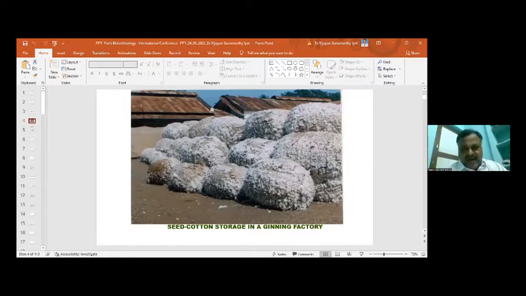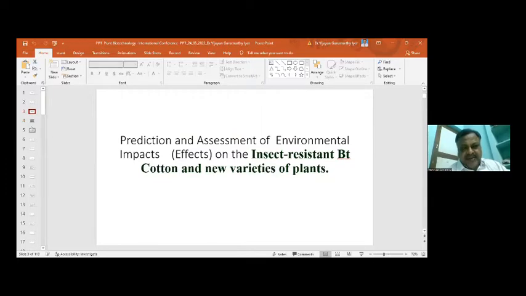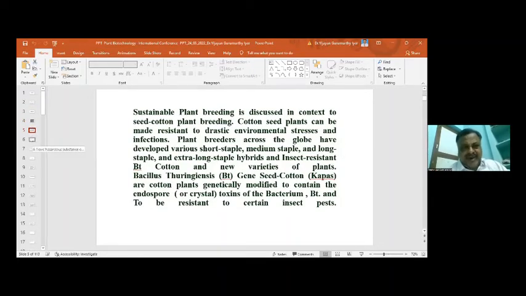So before 2001, seed cotton was grown using only fertilizers and pesticides, and insecticides were used in the field. But after 2000, genetically modified seed cotton, that is BT cotton, biotechnological cotton, has been marketed in most of the countries in the world. In my investigation, I have taken more than 100 varieties. So sustainable plant breeding technologies have been identified and evaluated with systematic study.